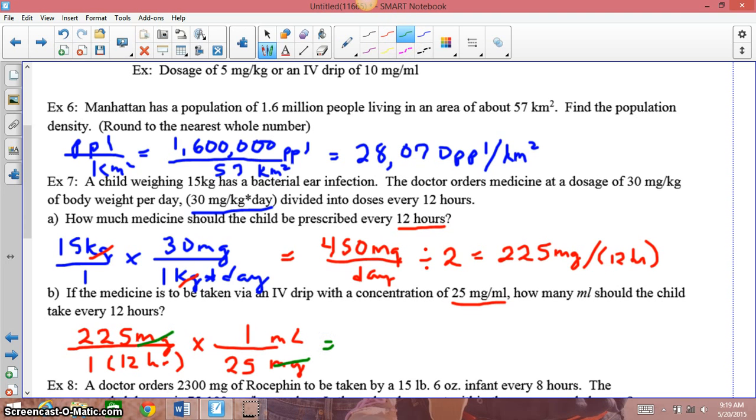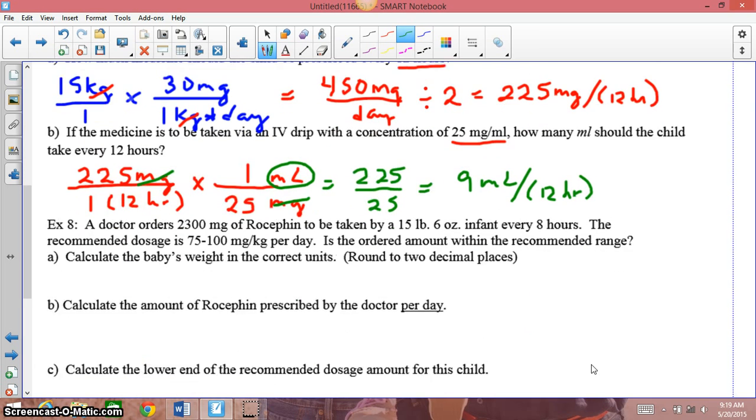Then we multiply straight across. We have 225 divided by, on the bottom, 1 times 25. Go ahead and do that division and you should get 9. The units that you have left are milliliters, so 9 milliliters every 12 hours. Okay? And then we'll go ahead and look at example 8 down below.